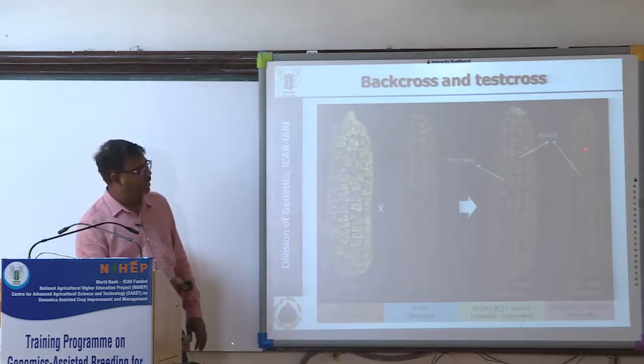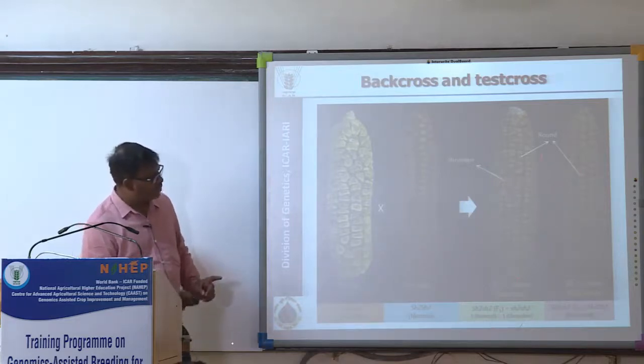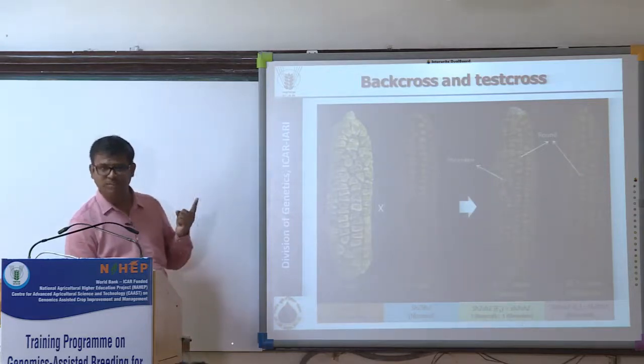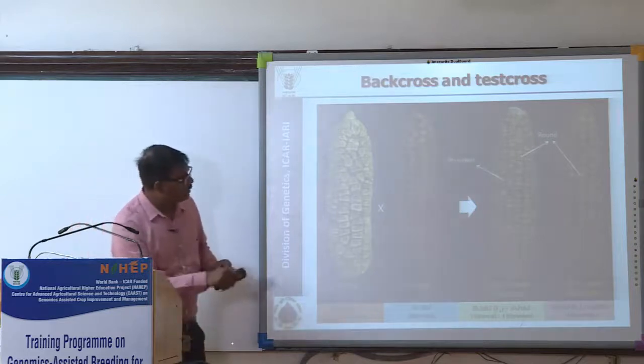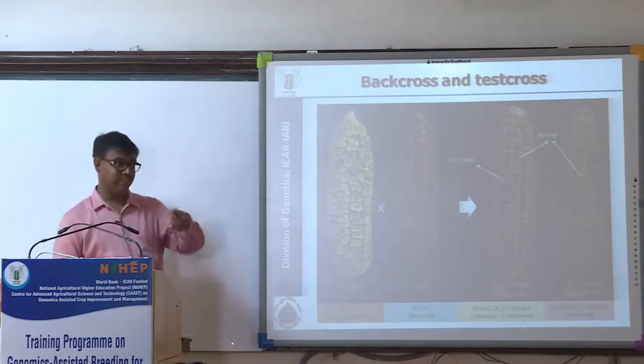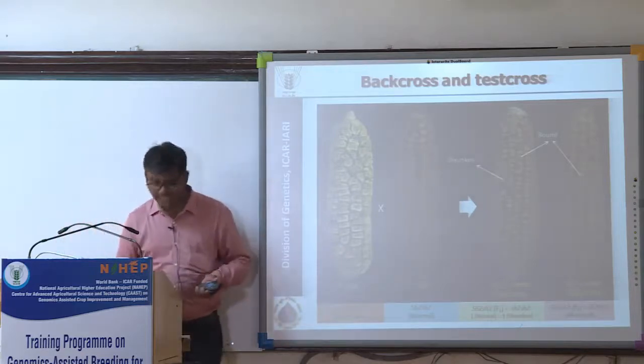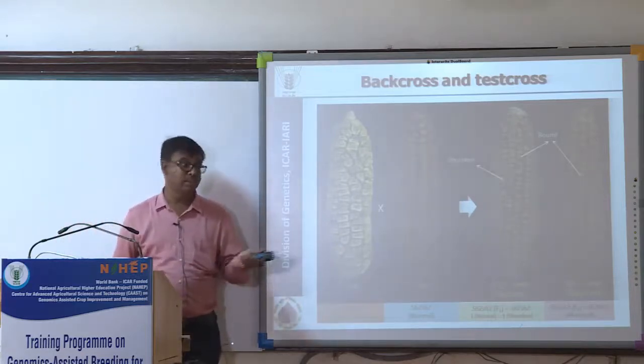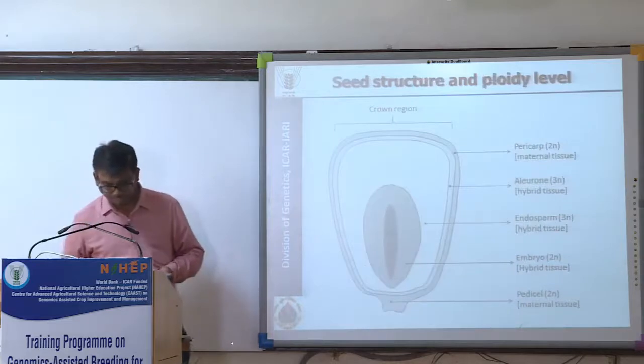So here what happens, either capital A capital A or capital A small A, here either capital A small A or small A small A, right? So in the test cross, you see 1:1 segregation for one gene, which is expected. And here in the back cross, if you cross with the dominant parent, you are not going to get any segregation. So with this, we can again explain to the students how test cross and back cross vary a lot.